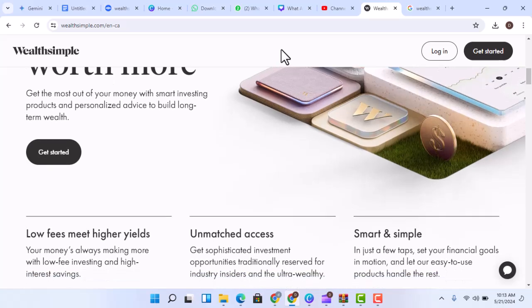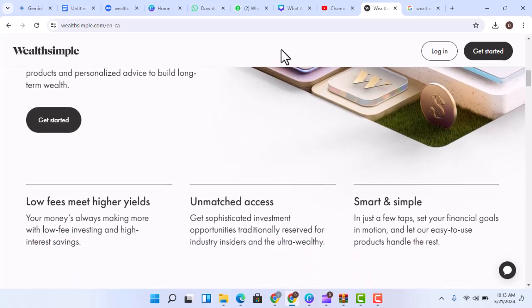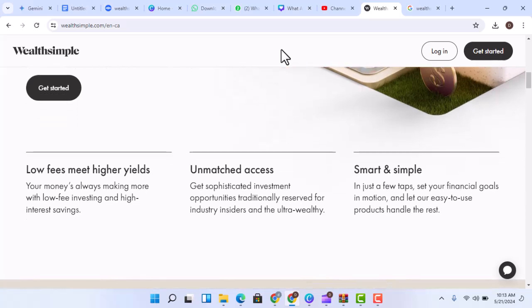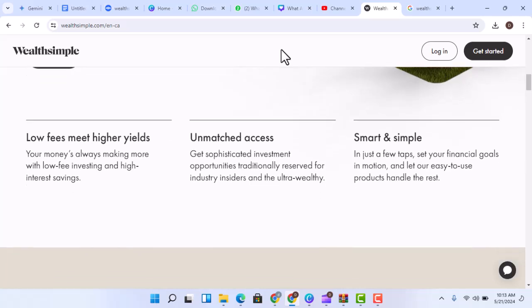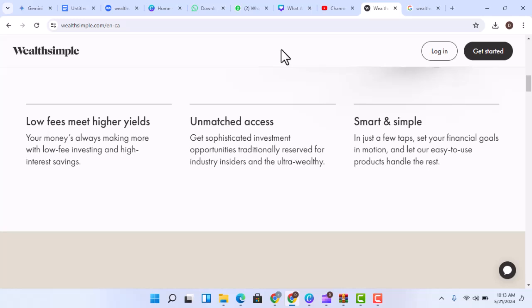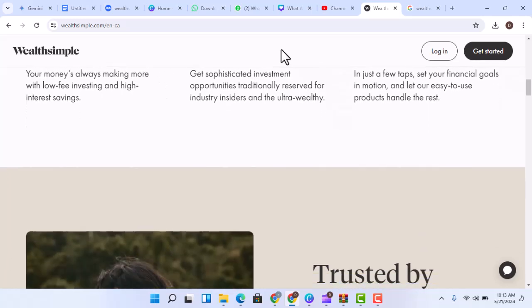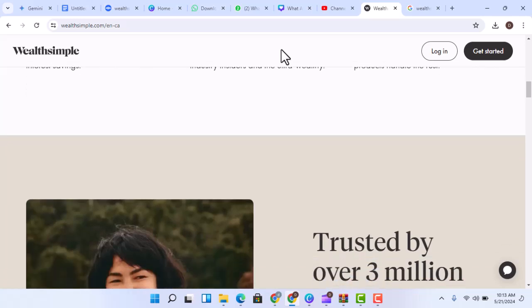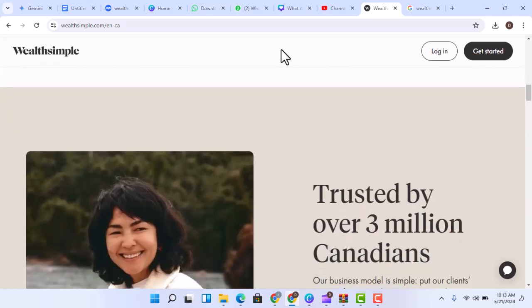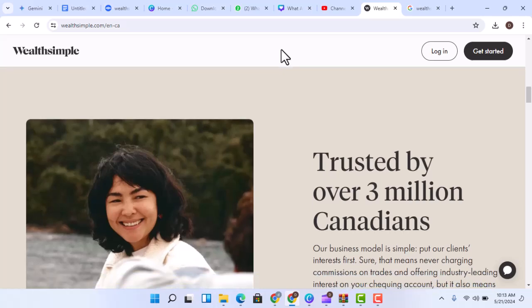Getting started with Wealthsimple. Signing up. The first step is to create a Wealthsimple account. It's a straightforward process that involves providing some basic information about yourself. Once you've signed up, you'll need to verify your identity. Funding your account. To start investing, you'll need to fund your Wealthsimple account. You can do this by transferring funds from your bank account or using a credit card.